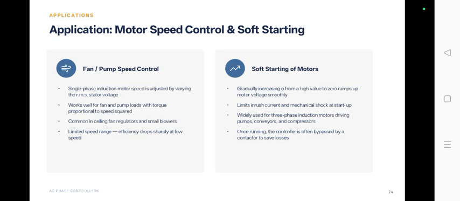This limits the inrush current and mechanical shock at startup. It is widely used for 3-phase induction motors driving pumps, conveyors and compressors. Once running, the controller is often bypassed by a contactor to save losses.